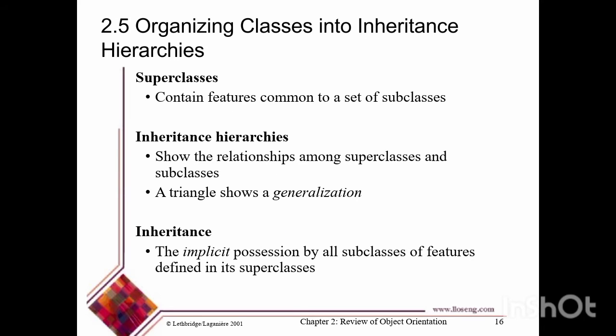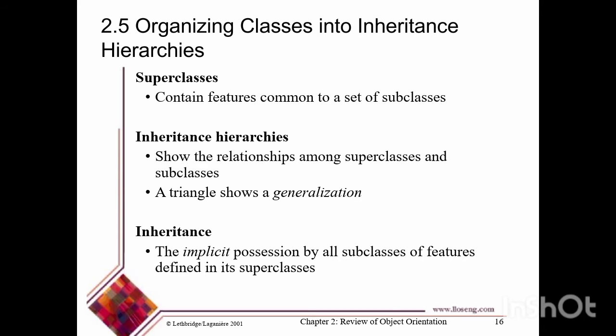And organizing classes into inheritance hierarchies. We know inheritance hierarchies: base class, derived class, then subclasses and superclass. The superclass contains features common to a set of subclasses. Inheritance hierarchies show the relationship among subclasses and superclasses. A triangle shows a generalization symbol. Inheritance is the implicit possession by all subclasses of features defined in its superclass.